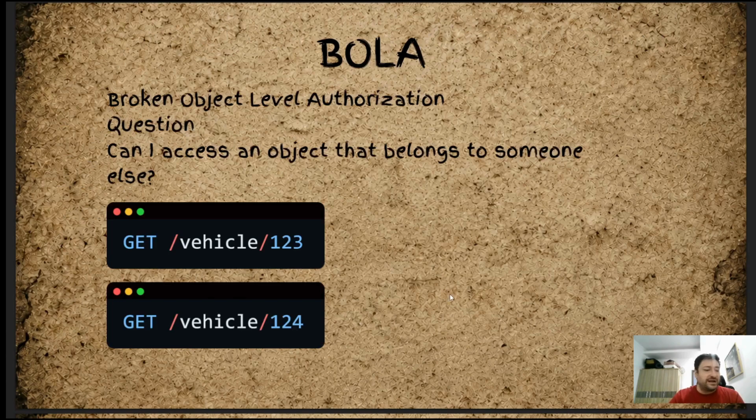All right, so again, we're going to go back over OWASP a little bit. So we're going to go through BOLA. Remember, this is broken object level authorization. The question you should ask yourself is, can I access an object that belongs to someone else? So again, we go get vehicle 123. If I get that, then I will try get vehicle 1234 or 124. If it works and I get access, boom, I just found a BOLA. Quick win, right?